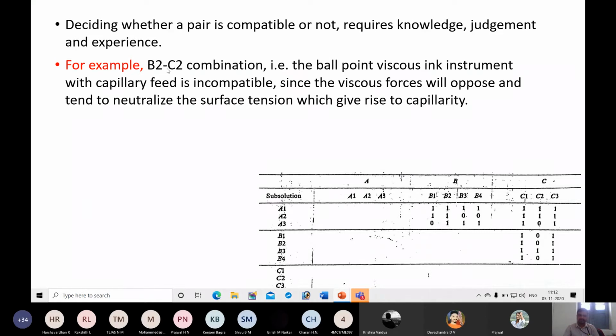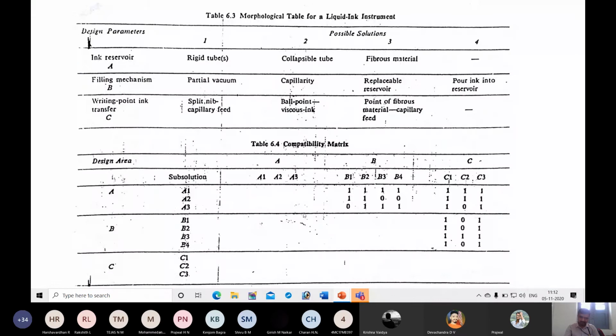That is a ballpoint viscous ink instrument with capillary feed. Okay, a ballpoint viscous ink feed with capillary feed is incompatible since viscous forces will oppose and tend to neutralize the surface tension which gives rise to capillarity. In order to achieve capillary feed, there must be surface tension. So in this combination, B2 is capillarity, the filling mechanism, and C2 is ballpoint viscous ink.